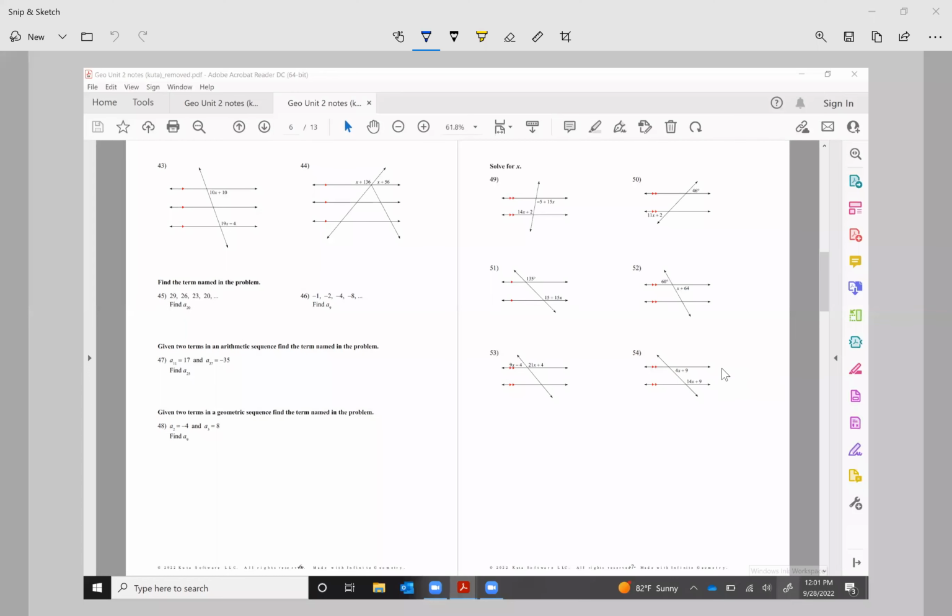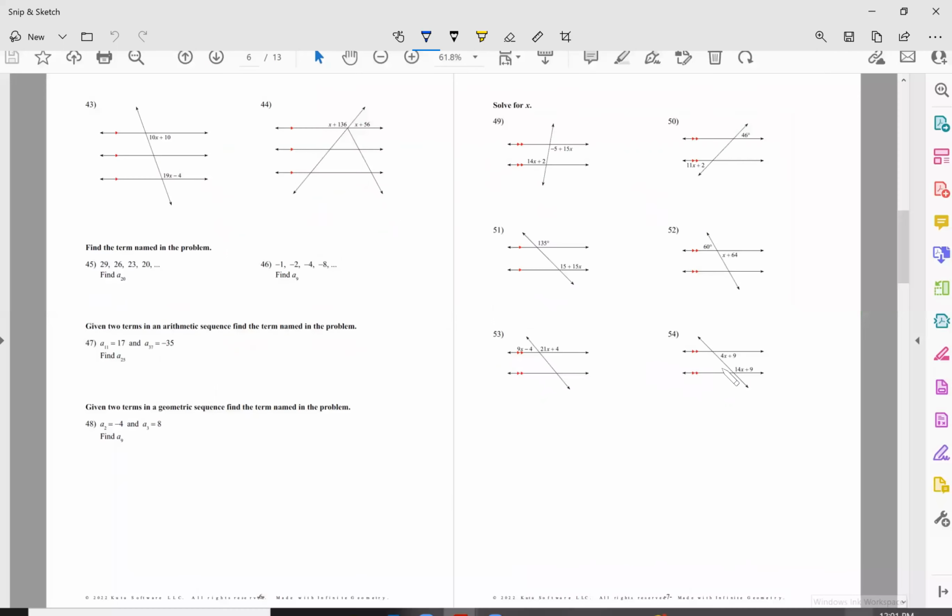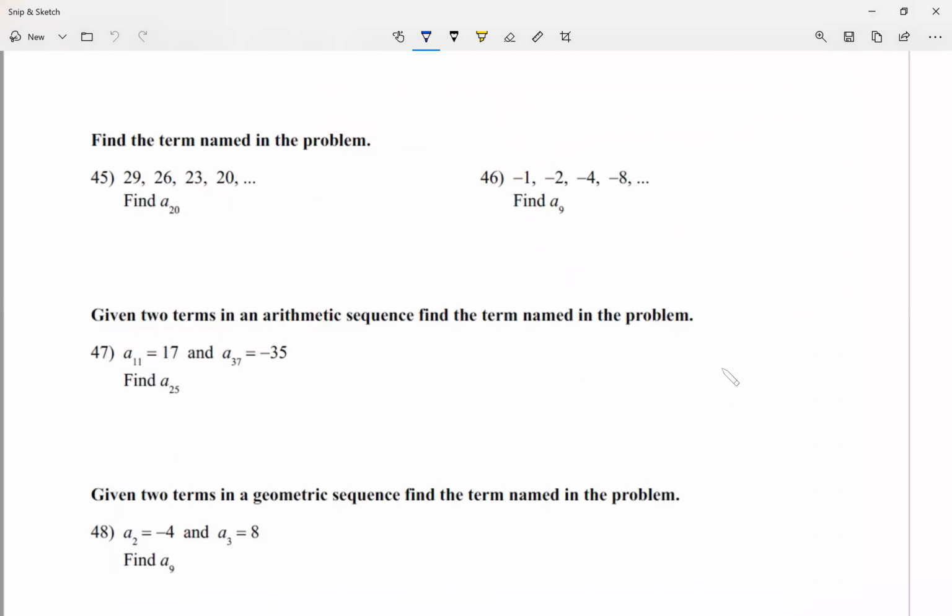All right, so let's take a look. Today we're going to be closing the unit, our review for the week, 45 through 54, right? We're closing the unit. So starting at 45, find the term name in the problem.